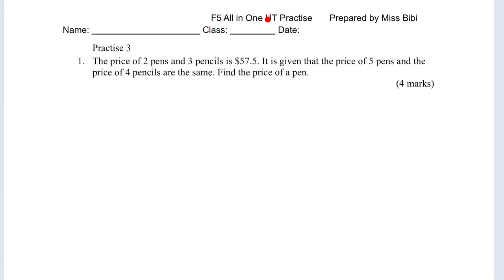This is a Form 5 UT practice. Now this is practice 3 and it is about simultaneous equations. Simultaneous equations means you might have two or more equations together, and then combining all of them, working all of them together, you have to find the unknowns or the solutions of the things that you're asked to.